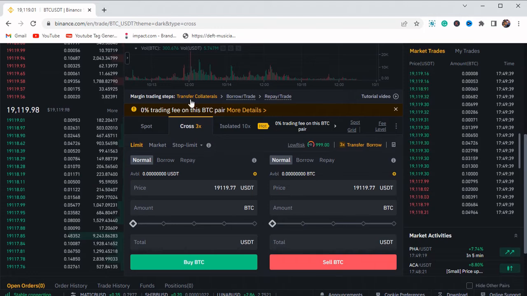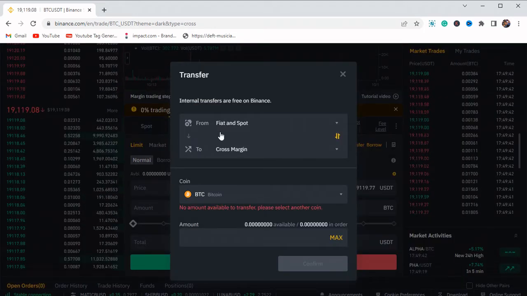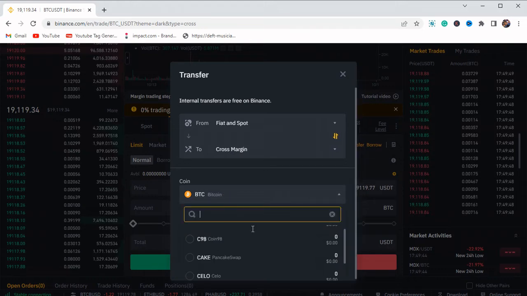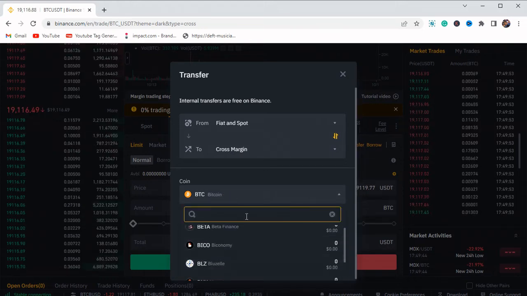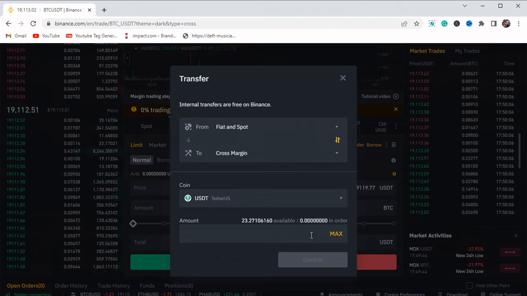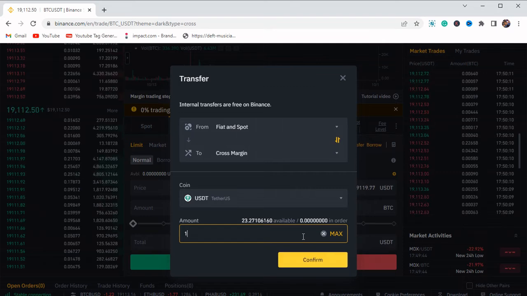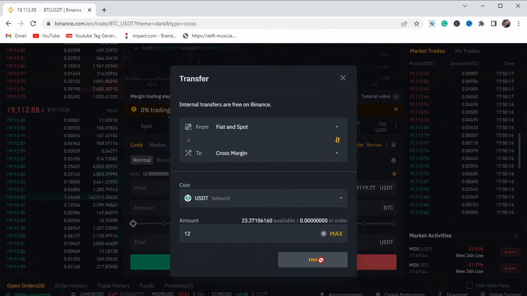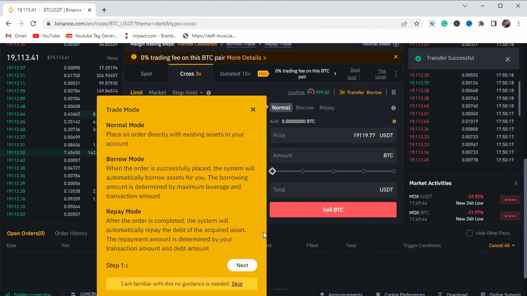To transfer the money, just click on transfer collateral here. Now we are going to transfer the money from spot to cross margin. Then we select USDT. You can see I have $23 in my USDT spot wallet. So I'll just click on it this way. Once I click on it, I only want to trade $12, so I'll enter $12 here. Then I'll click on confirm. Okay, so now I've just transferred.